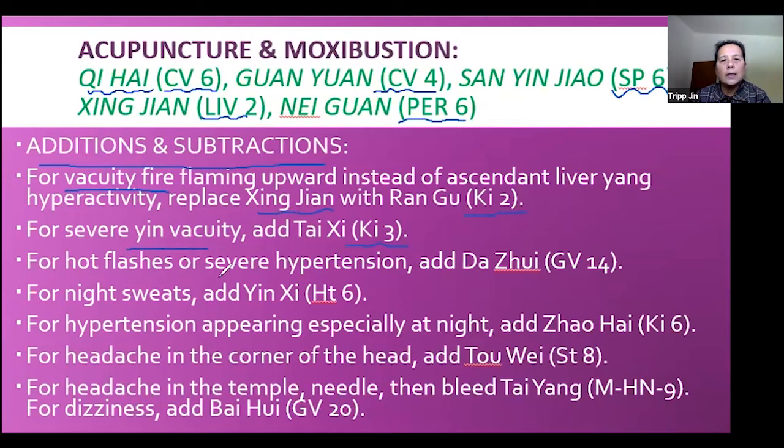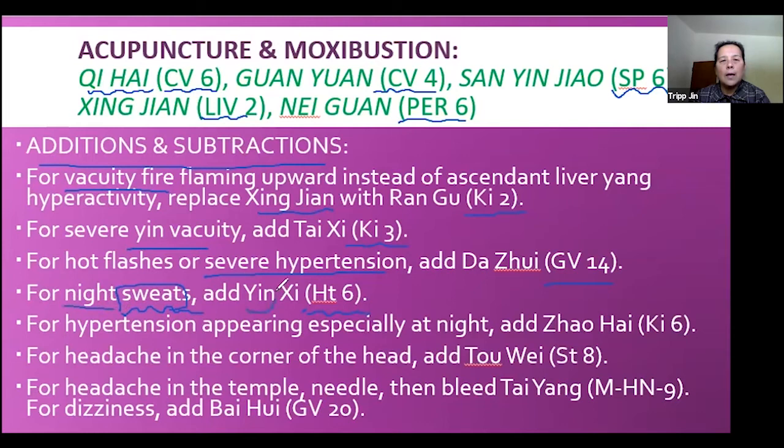For heart flushing or severe hypertension, we still go to Du 14. We talked about these points already. For night sweating, go to Heart 6. For TCM, sweat is the fluid of the heart. In our foundation, sweating problems have a relationship with the heart, so we go to heart points to stop sweating, especially at night.